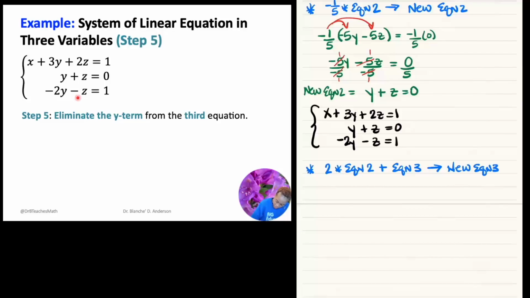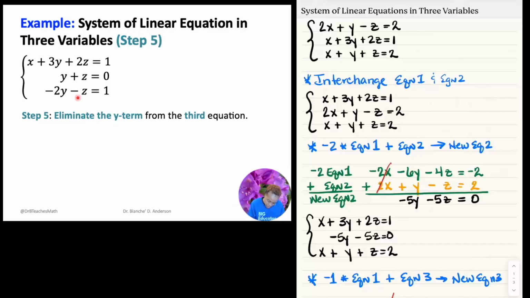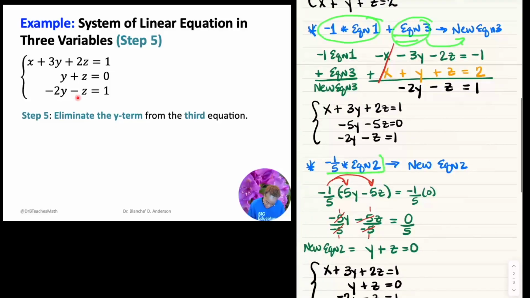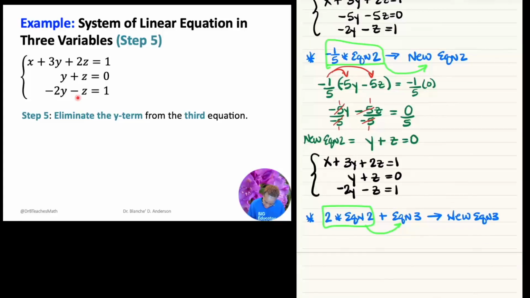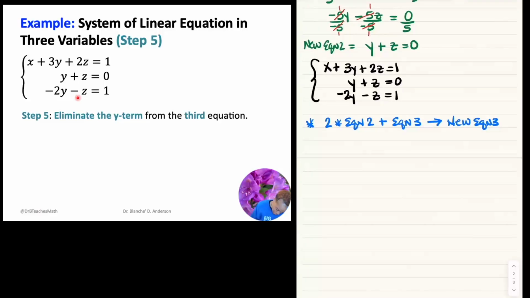You'll notice throughout all of this, I do the math and then I add it to get my new equation. I do the math and then I add it to this to get my new one. I do the math. I didn't add it to anything, but that gives me my new one. I do the math. I add it to this to get my new one. So it's a constant pattern, okay? So let's do that. So I'm taking 2 times equation 2, and I'm going to add it.